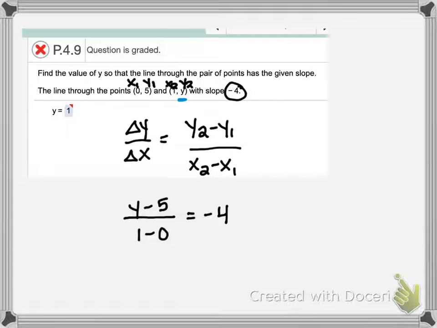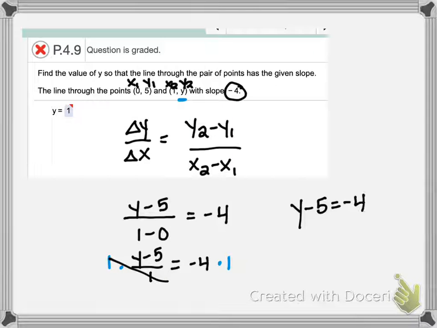So we're going to simplify this. So we have y minus 5 over 1 equals -4. And we're going to solve this equation. In solving this equation, we're going to multiply by 1 on each side, and we should recognize that multiplying by the 1 is not going to change anything for us. So we have y minus 5 equals -4. Add 5. And y equals 1. So again, when given a problem like this, you set it up just like you would any slope problem. Set it equal to the slope that they are telling you it is, and then solve the equation.